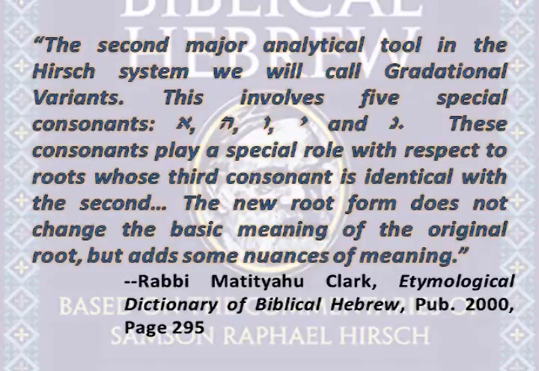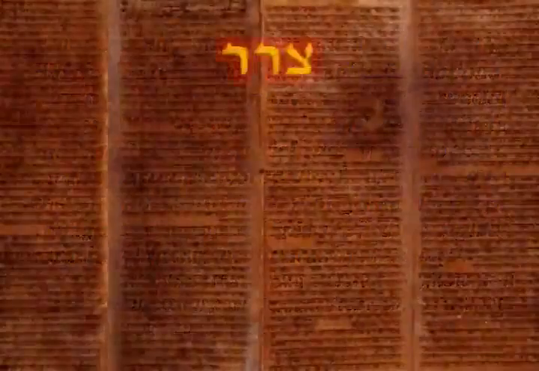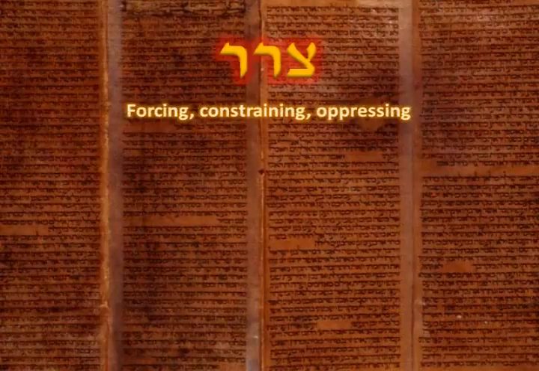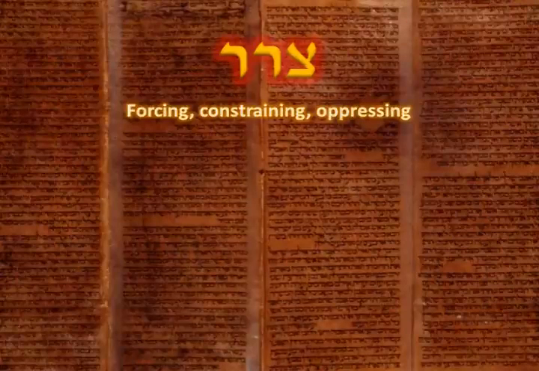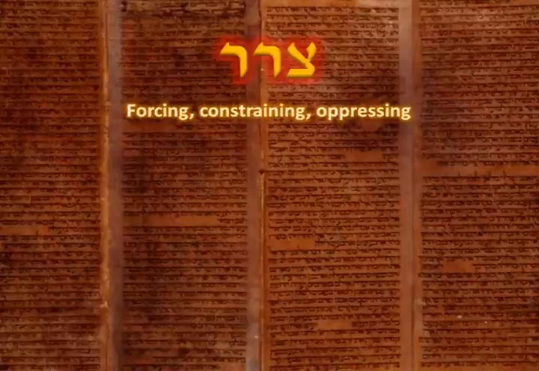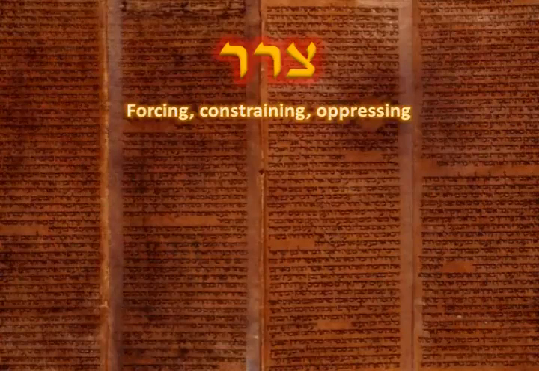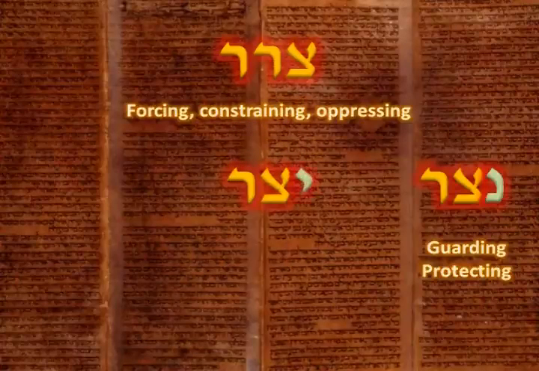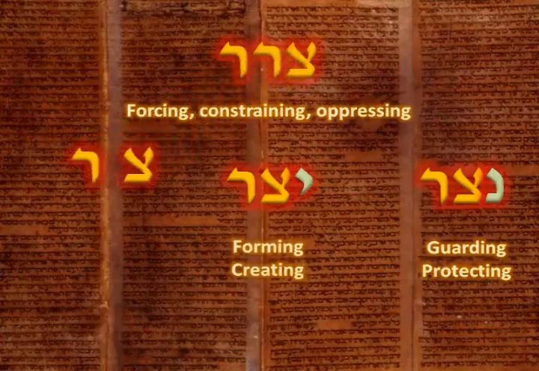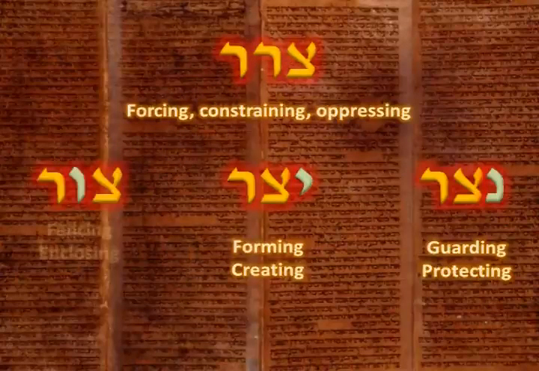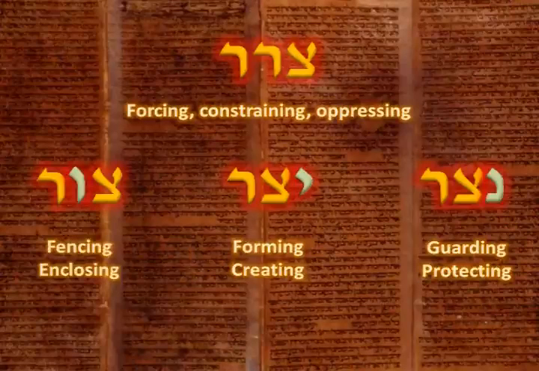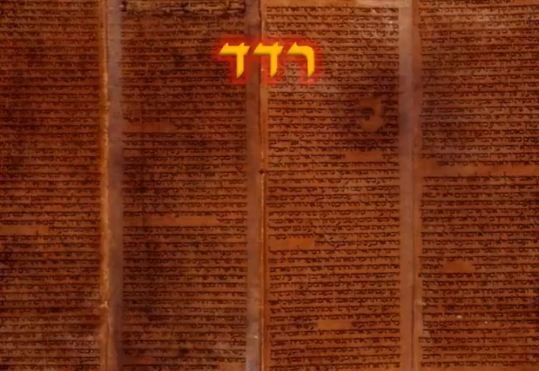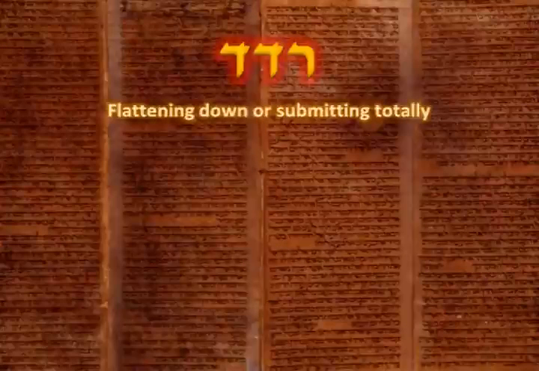Rabbi Clark then provides many examples of these gradational variants, including the triliteral root sarar, which means forcing, constraining, oppressing. As mentioned, the second and third consonants are identical, the letter resh. And the gradational variants of sarar are natsar, guarding or protecting, yatsar, forming or creating, tsur, fencing or enclosing.